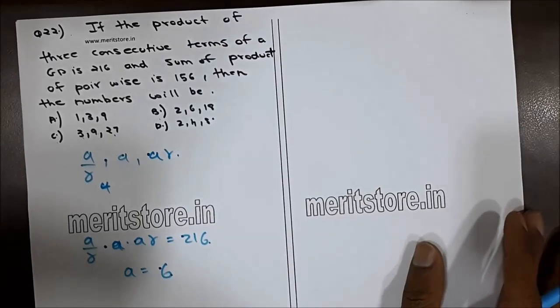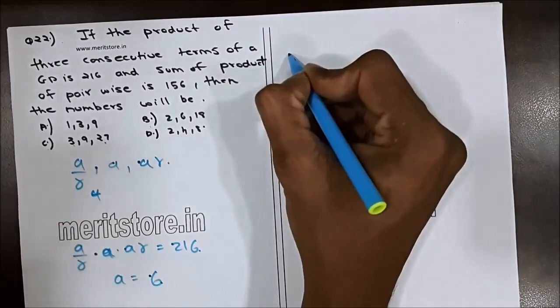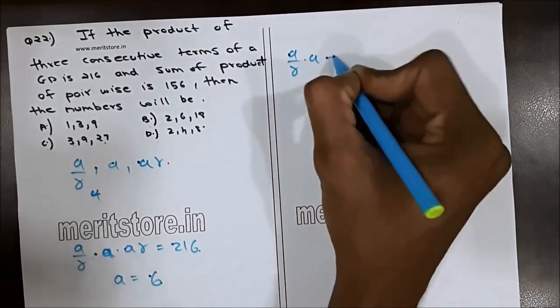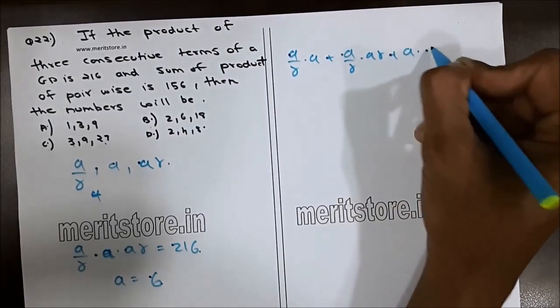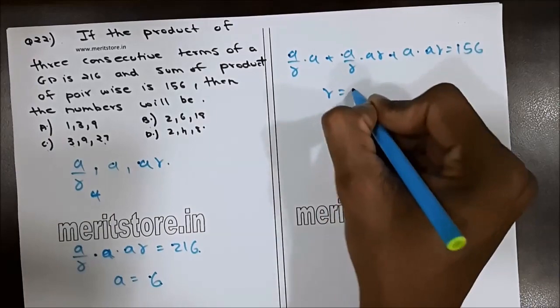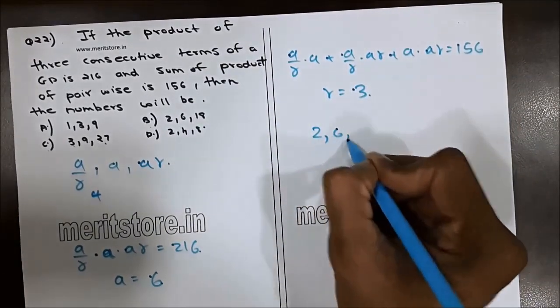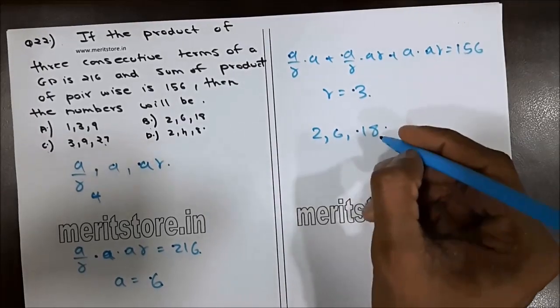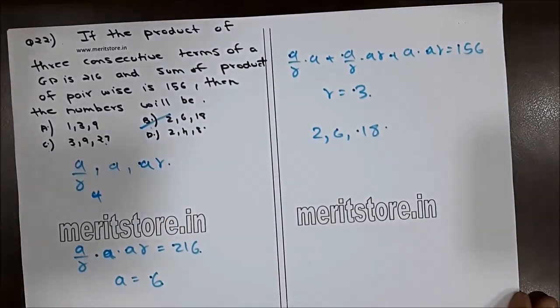The sum of the products pairwise will be given as a/r × a plus a/r × ar plus a × ar, which is equal to 156. We get r = 3. Hence the numbers are 2, 6 and 18, which is our option B. Therefore, option B is the correct answer.